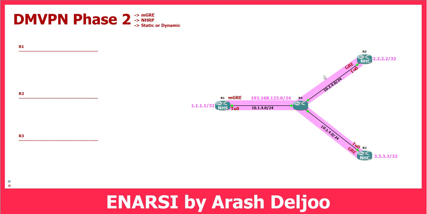DMVPN Phase 2. In this video, I'm going to talk about DMVPN, now about Phase 2 of DMVPN. First, we should understand the difference between Phase 2 of DMVPN and Phase 1 of DMVPN. After that, we can configure DMVPN Phase 2 with static routing and also with the IGPs. And here we have some other details that we will learn step by step.